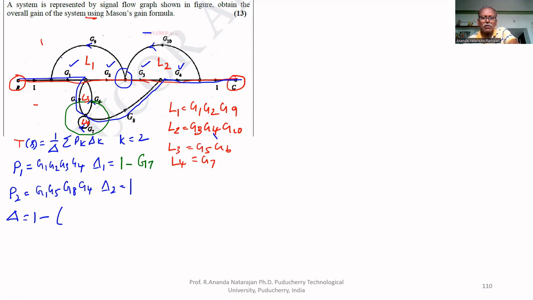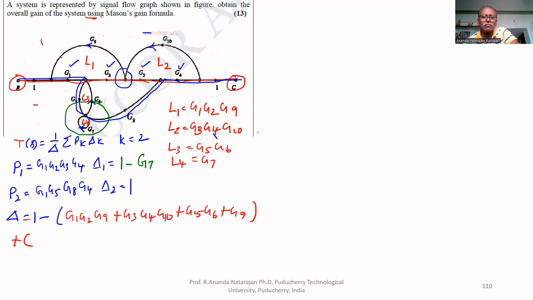L1 equal to G1, G2, G9, L2 equal to G3, G4, G10, L3 equal to G5, G6, and L4 equal to G7. One minus all individual loop gains we have to write: G1, G2, G9 plus G3, G4, G10 plus G5, G6 plus G7, plus gain products of two non-touching loops.